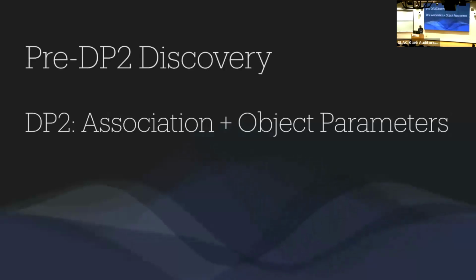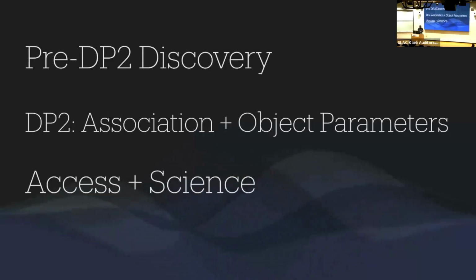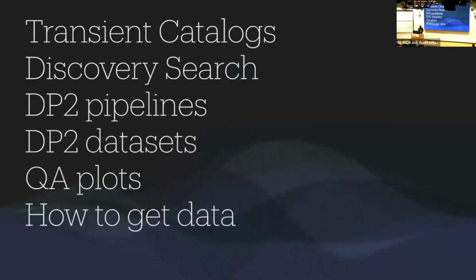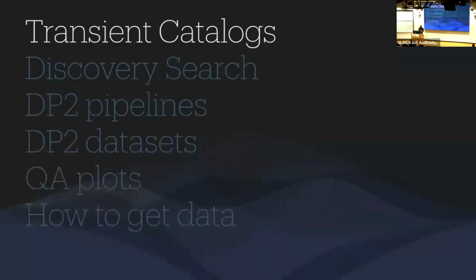So before we talk about the pipelines themselves, we'll talk about the pre-Data Preview 2 discovery runs and the work that was put in to find new asteroids in pre-DP2 data. And then we'll talk about how you can access the data and do science with it. First, the transient catalogs that we created because we didn't have difference images before DP2 ran, then the discovery runs itself, then the pipelines and data sets for DP2, and we'll dig into the data with some plots and access.